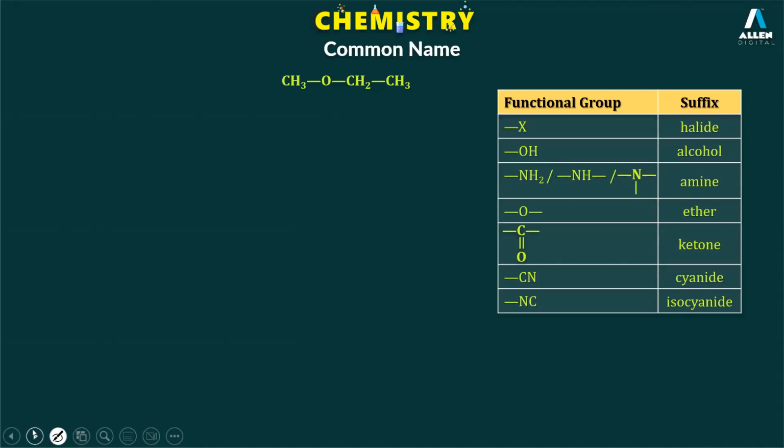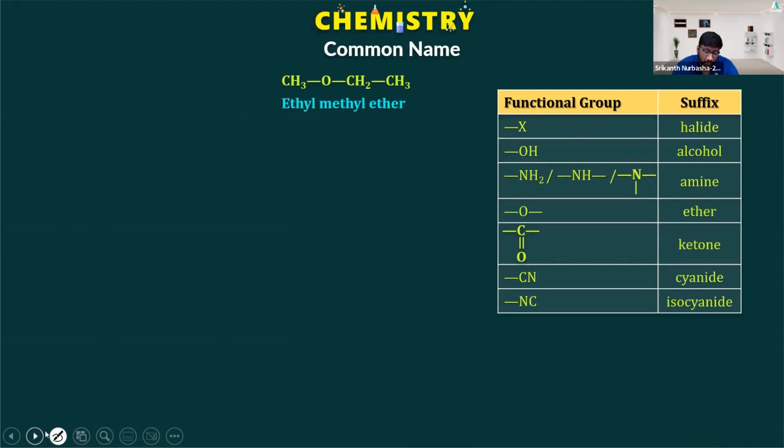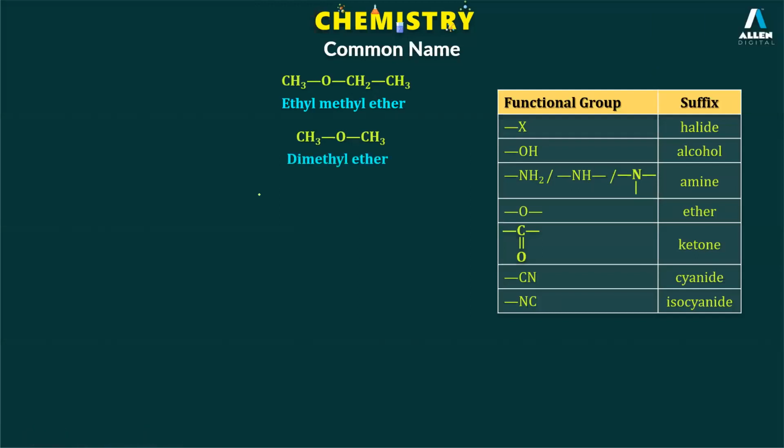Methoxyethane: ethyl methyl ether, because again based on alphabetical order we have written ethyl methyl ether. CH3OCH3: dimethyl ether. Very good.